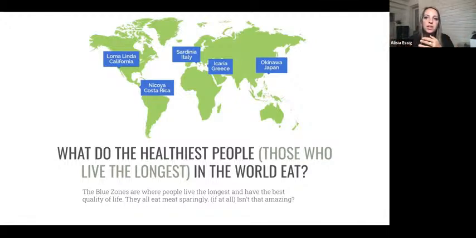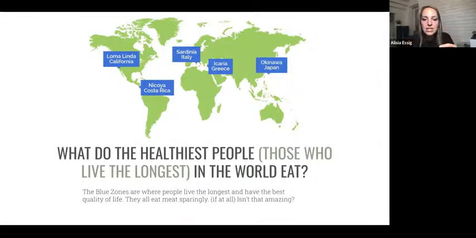They all had a strong community. They were supported by that community, but they also were all eating a whole food plant-based diet. They were eating potatoes in Okinawa, Japan, mostly potatoes and vegetables, right? In Loma Linda, California, mostly they're Adventists and they are following a vegan diet. In Italy, you hear about the Mediterranean diet. That's why you hear about the Mediterranean diet, because of this, right?